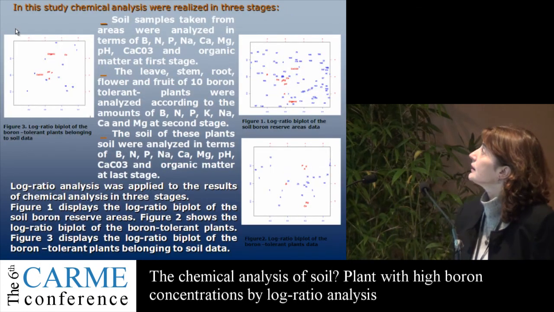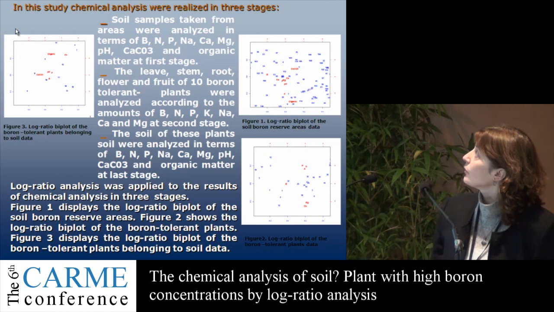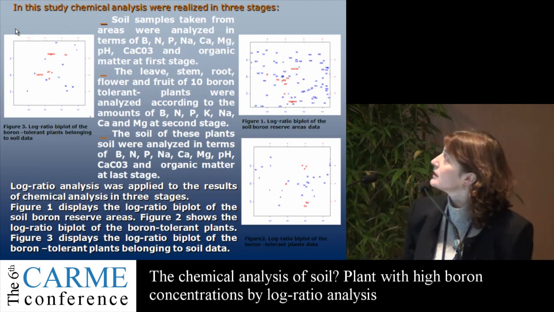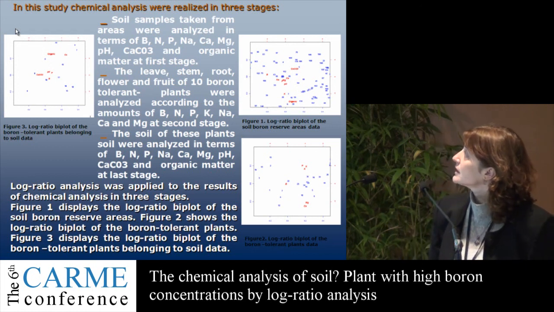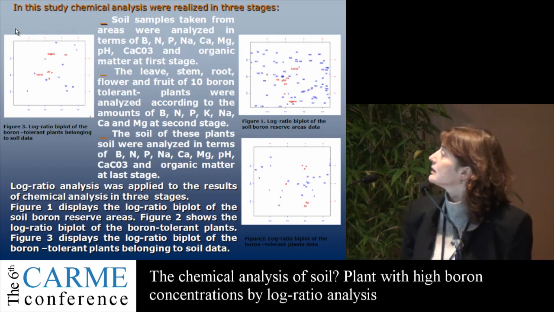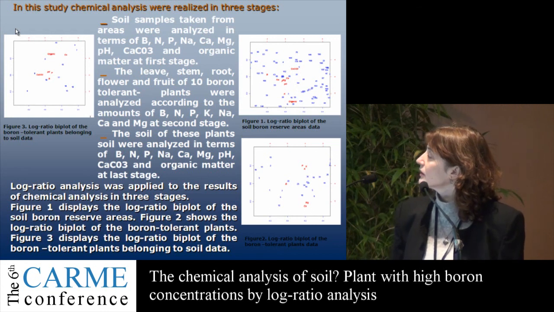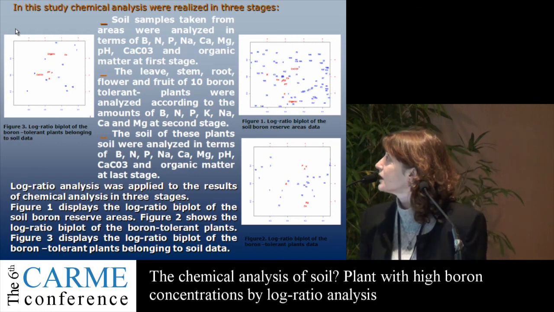Our chemical analysis was in 3 stages. In the first stage, soil samples taken from the areas were analyzed in terms of elements. At the second stage, we searched the leaf, stem, roots, flower, and fruit of 10 boron tolerant plants, which were analyzed. At the last stage, we investigated the soil of these plants, which was analyzed in terms of all these elements.